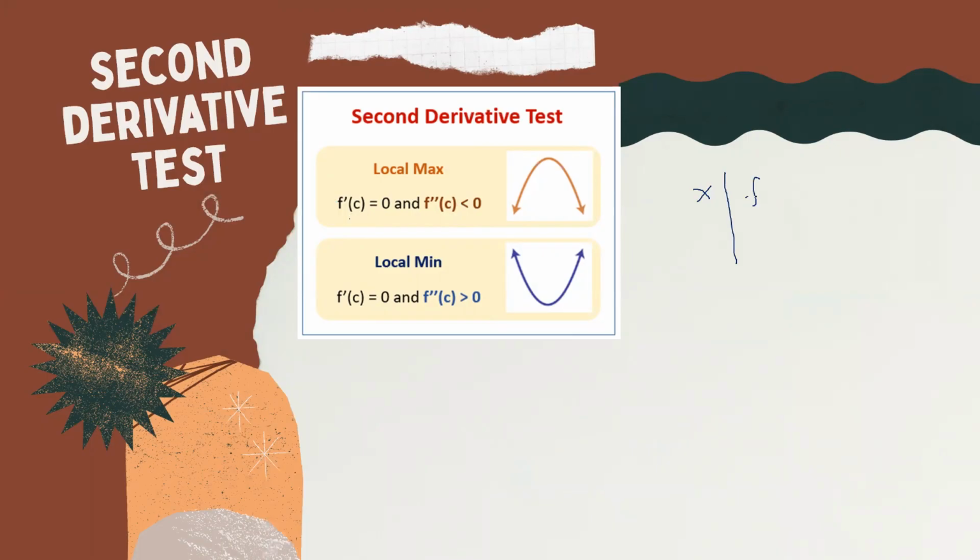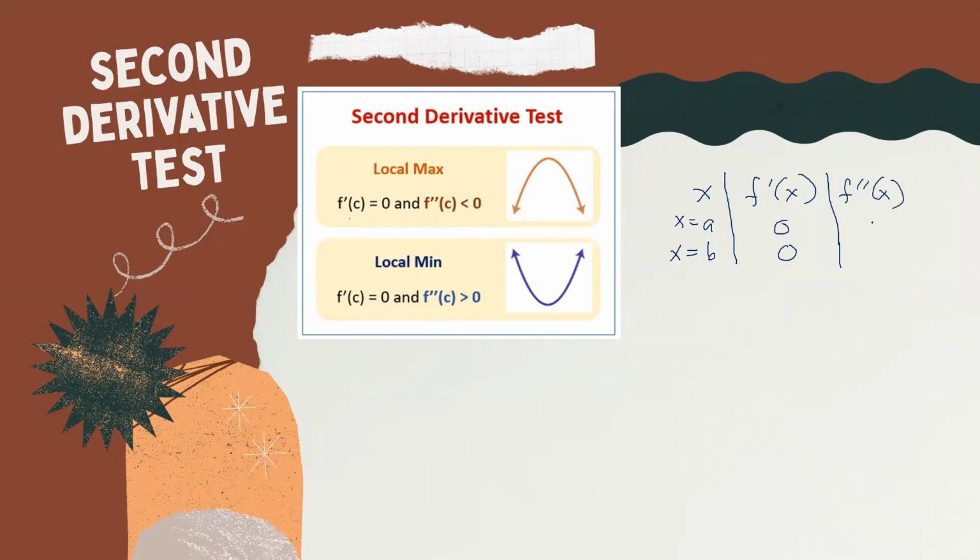Tapos, meron kang f prime of x, no? Tapos, kunwari, dalawa yung zeros ng first derivative mo. Pagka zero ng first derivative, it's either a local minimum or a local maximum. So, kunwari dito, x equals a, x equals b. Kukunin mo ngayon yung f double prime of x.